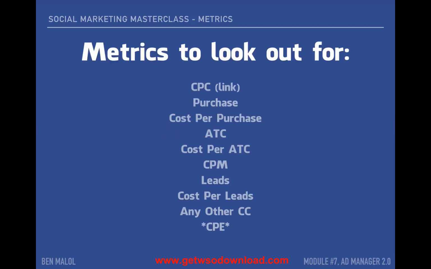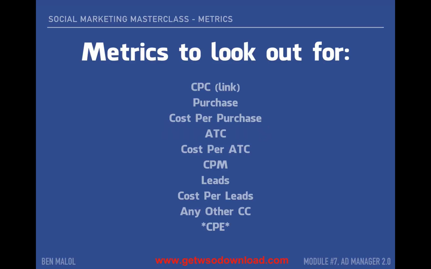So first of all, these are the metrics that you want to look out for. These are the golden metrics, the ones that will decide if you should continue an ad, if you should scale an ad, and so on. First, we got the CPC link. If you don't know, it's the cost per link click. How much you're spending per link click. Not a click on the ad, but a link click. So if somebody clicks on your ad and it gets directed off of Facebook, that's a link click. How much you're paying per link click.